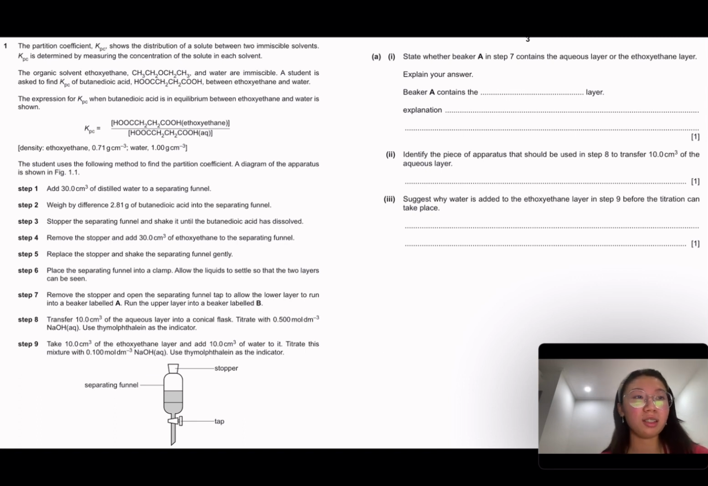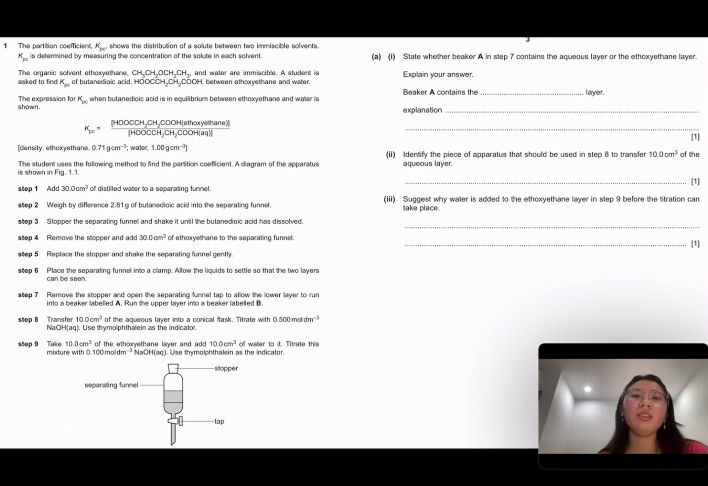So again, this equation might be useful later on if they ask us to find the expression for KPC. Most likely they will. Alright, next, we're given the density of ethoxyethane and water. As you can see, water is more dense. So usually that means that water would be at the bottom layer and your ethoxyethane would be at the top layer because it has lower density. And that would also be the answer to question AI.